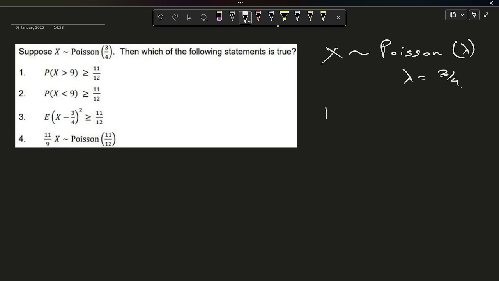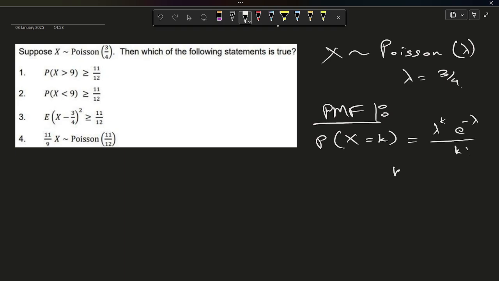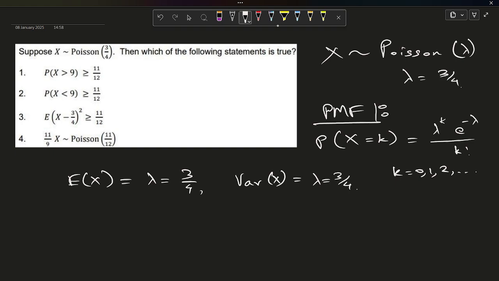My probability mass function, my PMF, is: probability of x equals k is equal to lambda to the power k, e to the power minus lambda, divided by k factorial, where k is equal to 0, 1, 2, and so on. Now we have to find the mean and the variance. The mean, that means the expectation of x, is equal to lambda, which is 3 by 4, and the variance will also be lambda, which is 3 by 4.